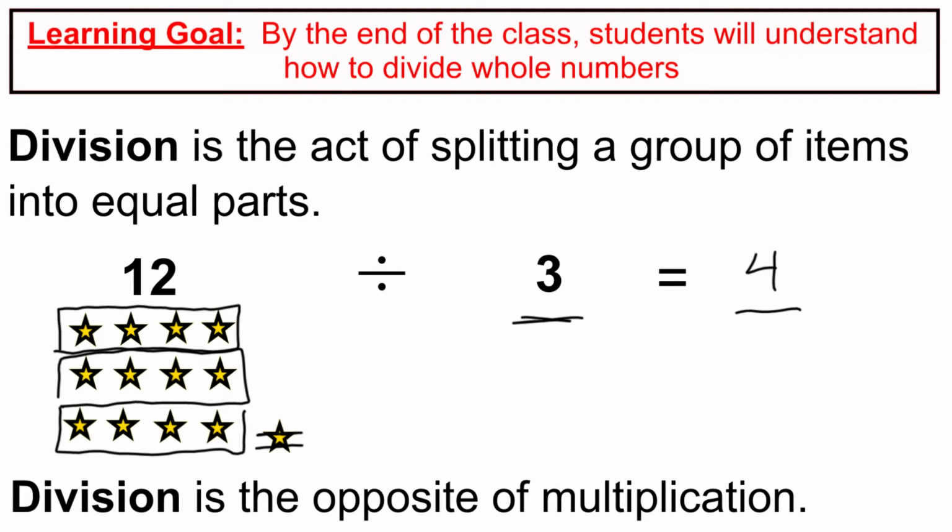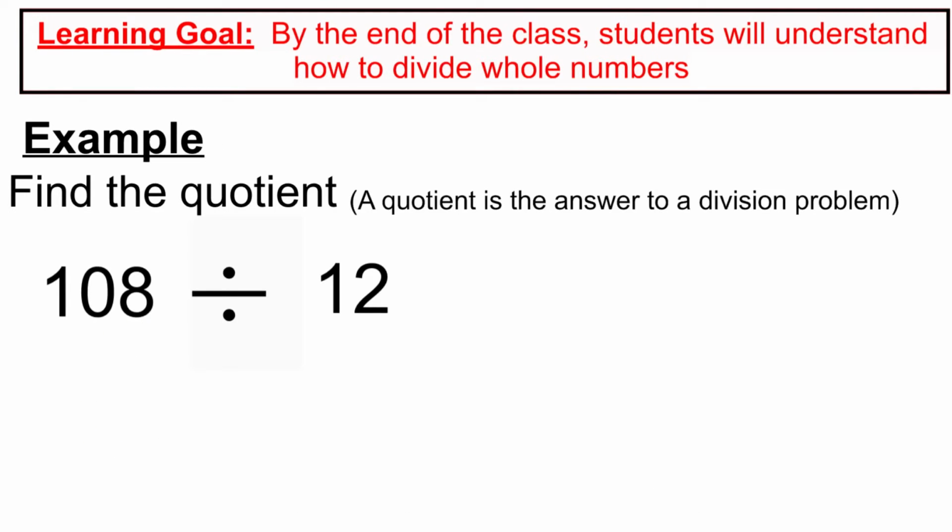Okay? So we're going to look at a few problems and build our way up to the point where we get to some of these problems that have extra parts. But let's start off with something that looks like 108 divided by 12. I'm asking you to find the quotient, and the quotient is the answer to a division problem.